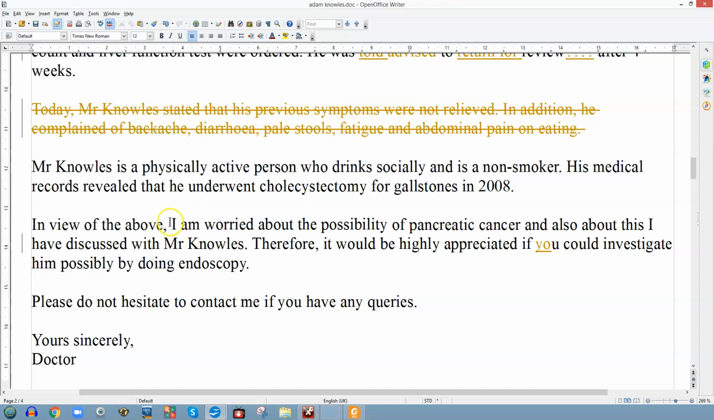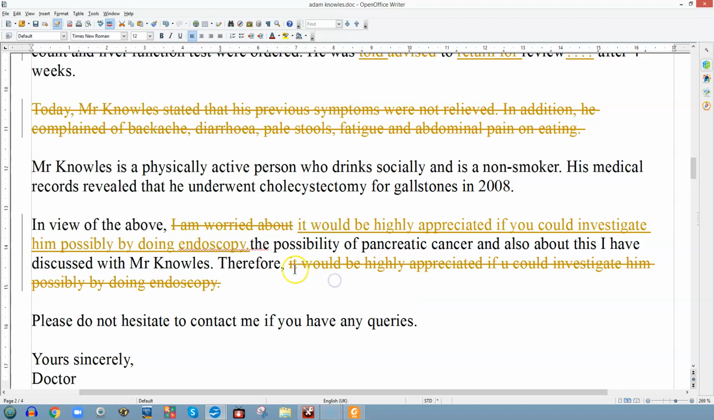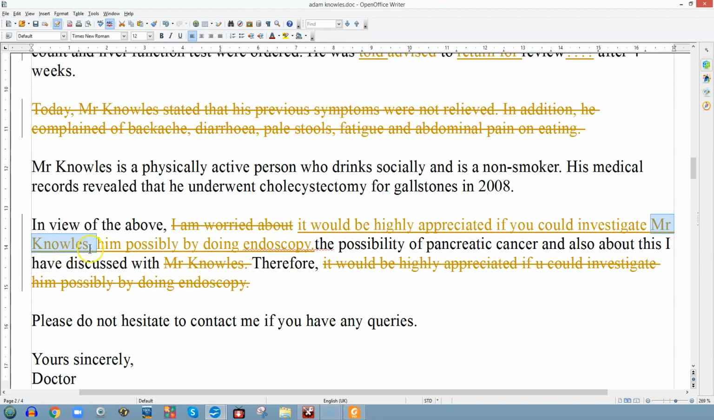Okay, in view of the above, can you investigate the possibility of? So probably get rid of that. Therefore, do the above. Highly appreciate if you could investigate Mr. Knowles. If you could investigate him, possibly. Just change this. It's easy to just drag and drop this. So probably do it like that.